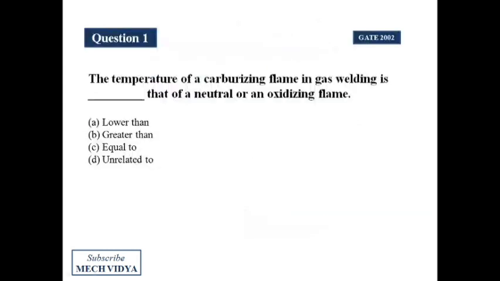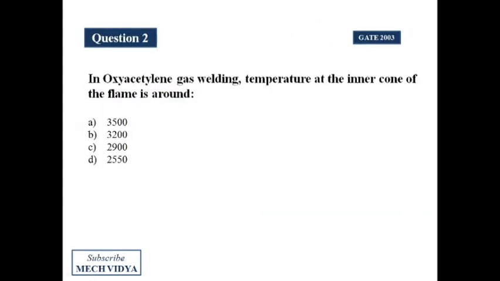Next, in the GATE exam of the year 2003, they have asked about the temperature of the inner core of the flame in oxyacetylene gas welding. When mixed in equal ratio, the core temperature reaches up to 3200 degrees centigrade. So the correct option is 3200 degrees centigrade.